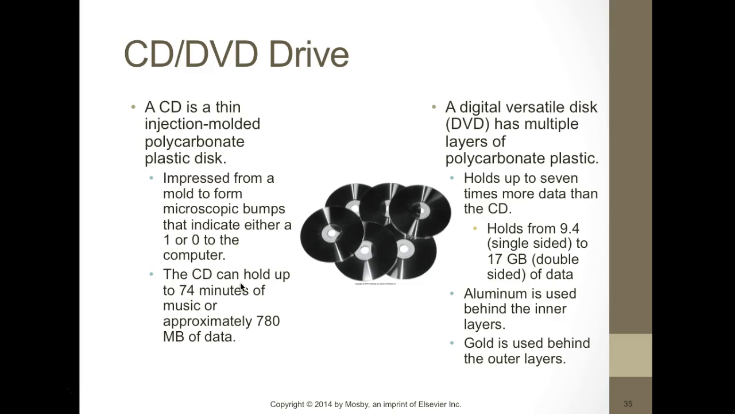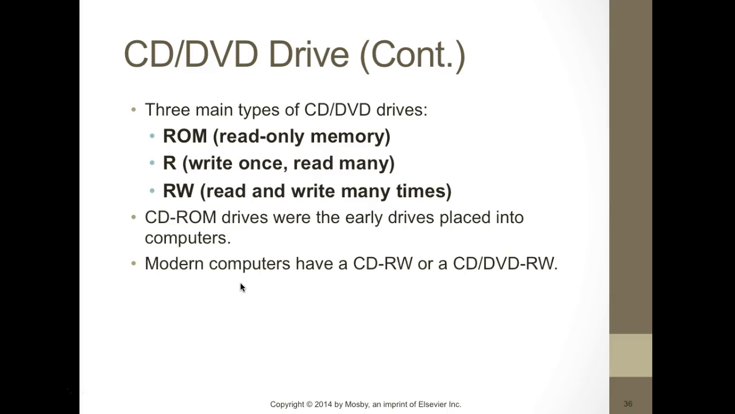I'm not going to spend a lot of time on CD and DVD drives, but as you know, the tray pops out and it gets read. Go ahead and read this; it gives you some idea of what they are. There are three main types of CD and DVD drives. There's the ROM, which is read-only memory; the R, which is write once, read many times, so you can burn on it once and then that's it; and the RW, which is read and write, and you can do that many times. The RW are the most expensive ones.